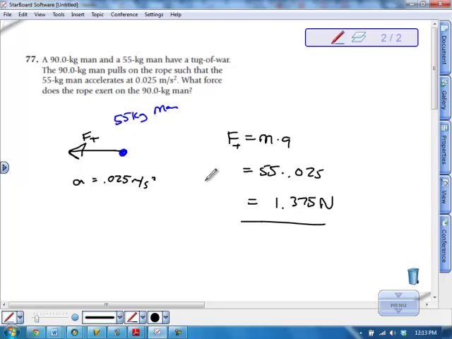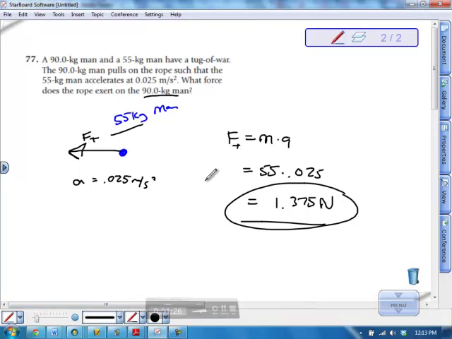And so it says, what force does the rope exert on the 90-kilogram man? Well, it's the same, because Newton's third law says for every force, or every action, there's an equal and opposite force. So whatever tension is being pulled on the 55-kilogram man, it's got to be the same that's pulling on the 90-kilogram man. So there would be the answer. The book gives us the answer as 1.4 newtons because technically, since 55 has two significant digits, we want to make sure our answer isn't more precise than our least precise measurement. So that's why they round to 1.4.